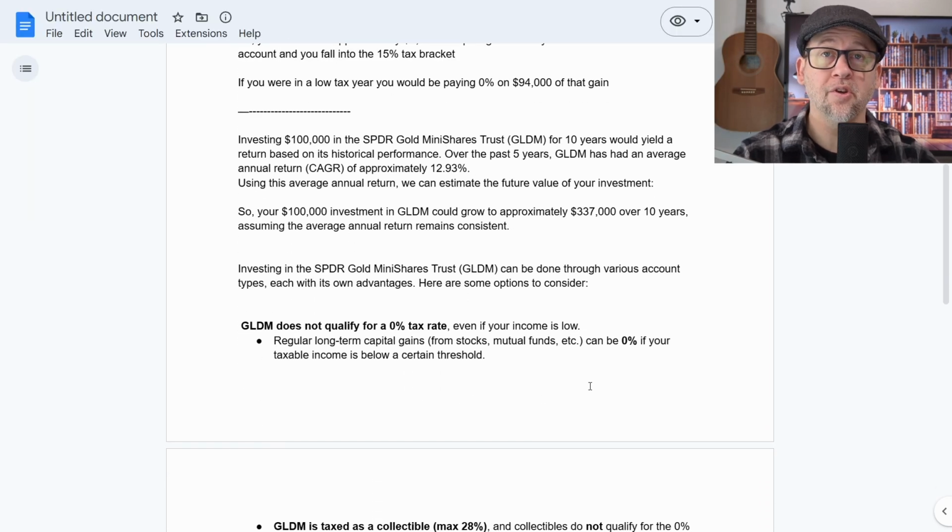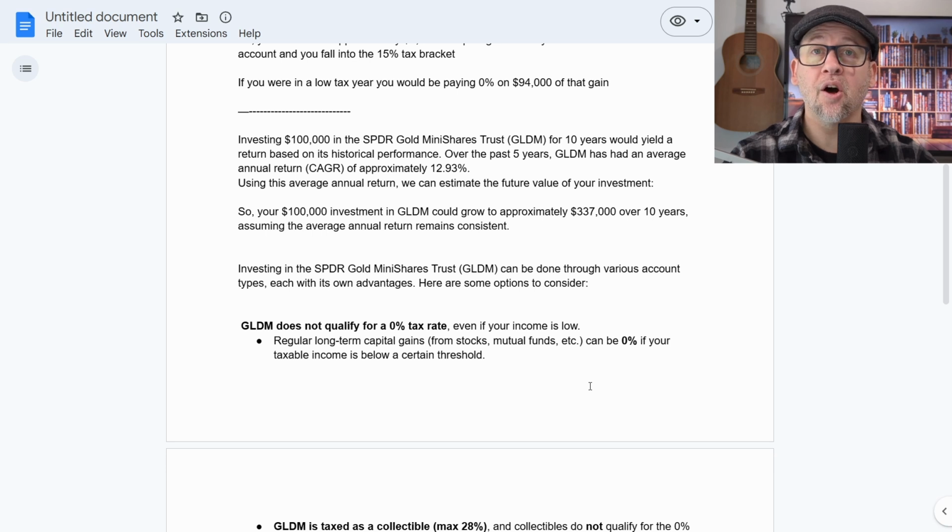Investing $100,000 in SPDR Gold Shares Trust, GLDM, for 10 years, okay? Based on historical performance over the past 5 years, GLDM has an average annual return of 12.93%. Using this average annual return, we can estimate the future value of the investment. So your $100,000 investment in GLDM would grow to approximately $337,000 in 10 years, assuming the average return remains consistent. Investing in GLDM can be done through various accounts, each with its own advantages and disadvantages.